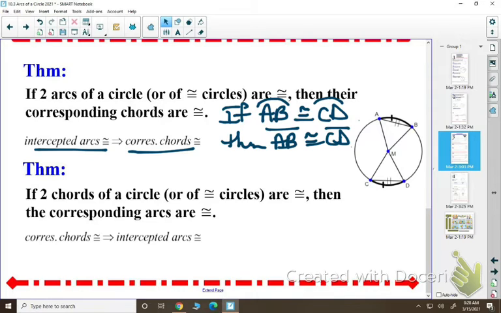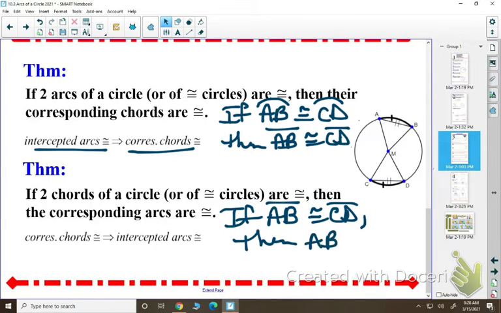And the converse of that is true as well. So again, if two chords of a circle are congruent, then the corresponding arcs are congruent. So the other direction would be if segment AB is congruent to segment CD, then arc AB would be congruent to arc CD. So within these 6 theorems here, we've related in one direction or another how congruent arcs and congruent chords and congruent central angles are related to each other.